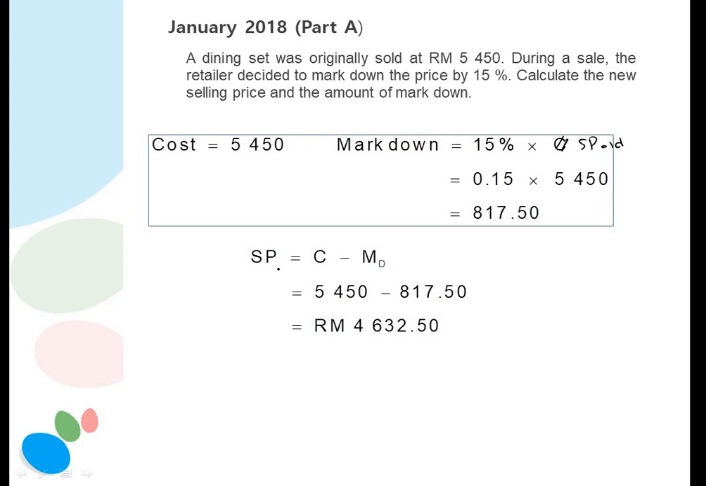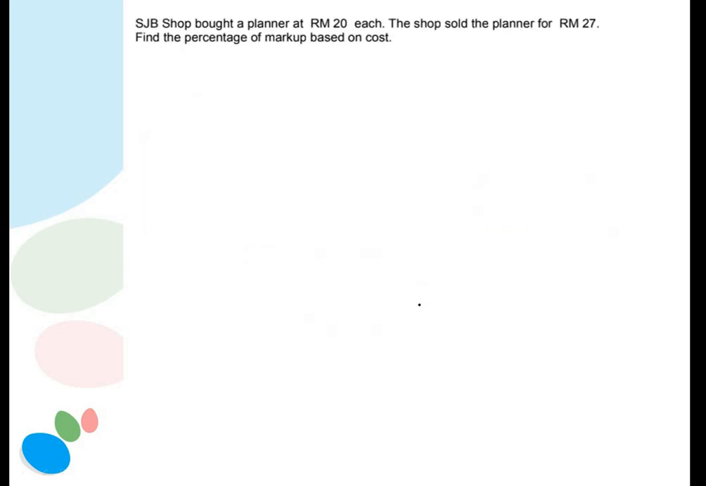Calculate the new selling price and the amount of markdown. Okay, the new selling price equals the old selling price minus markdown. Okay, this one we can call it the old selling price. So we get the new selling price is RM4632.50.